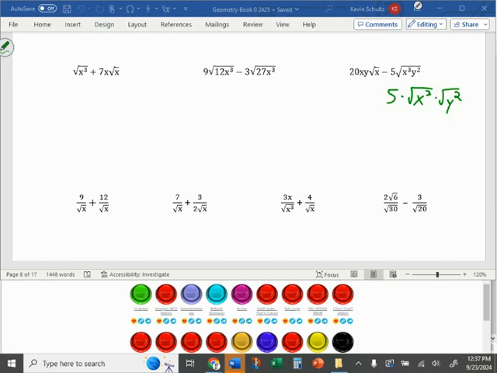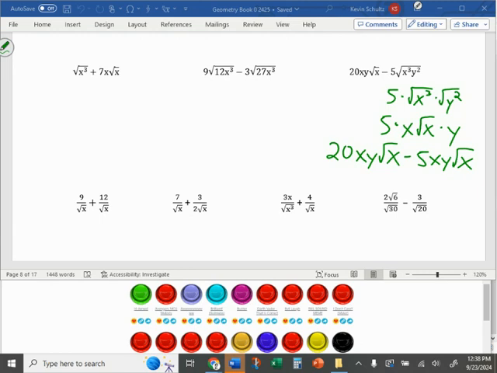So we have 5 times the root of x cubed times root y squared. The root of x cubed becomes x root x, as Hugo said. And the root of y squared becomes y. And like we did with variables before, we're putting everything outside of the root together. And so at the end, we get this 20xy root x expression, and then minus 5xy root x.